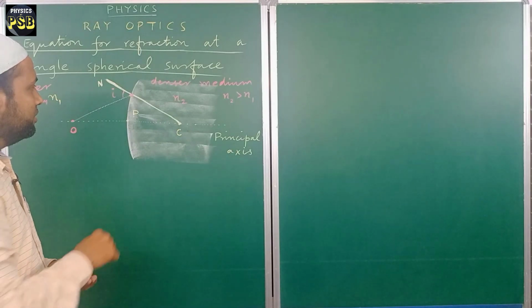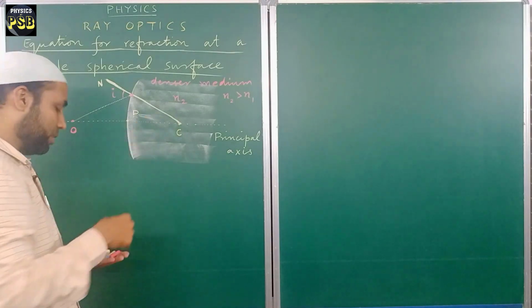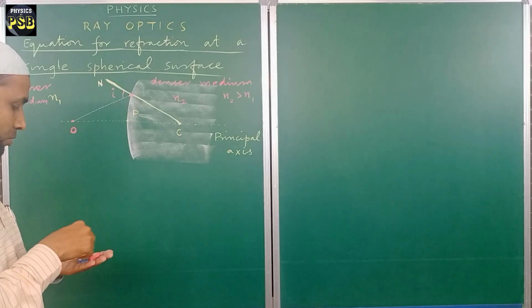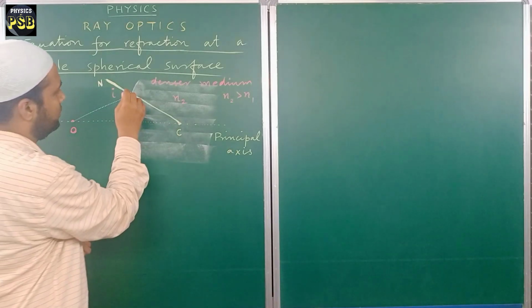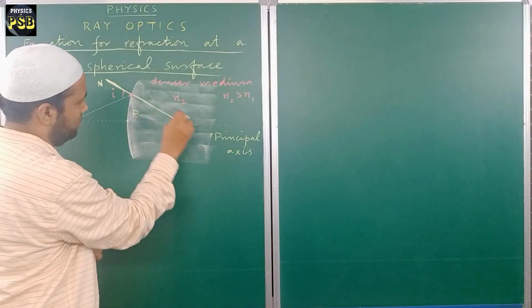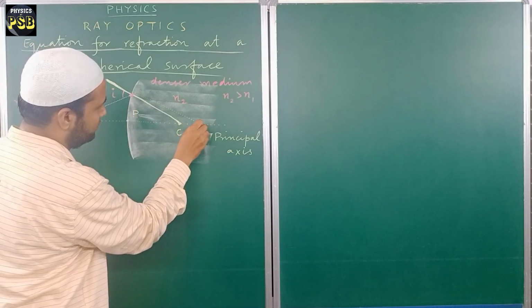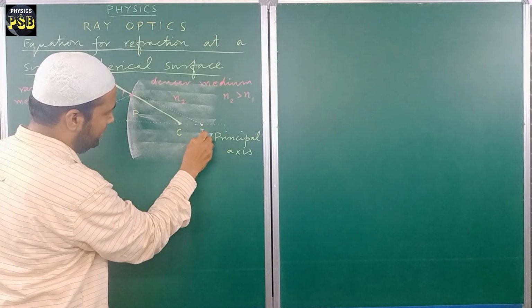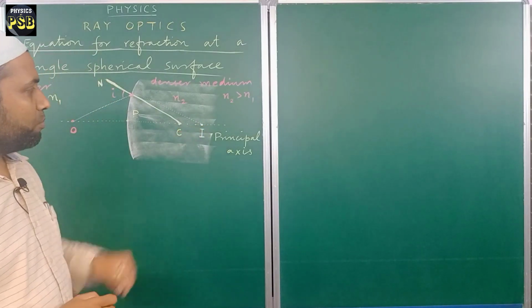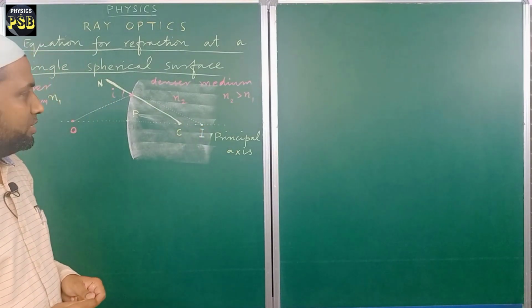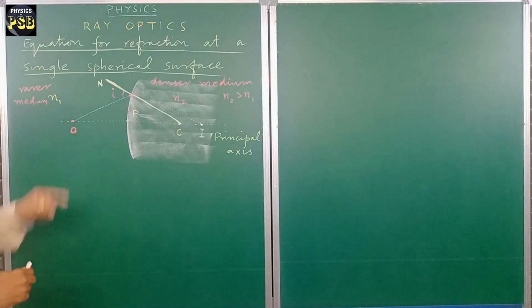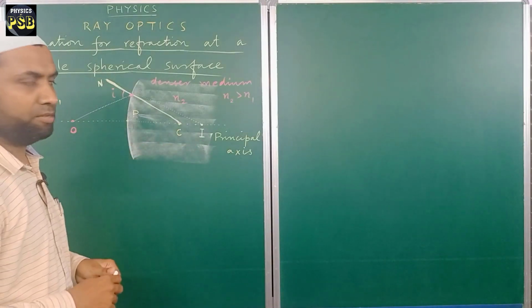We know very well, whenever light travels from a rarer medium to a denser medium, it deviates from its path, and here the deviation is towards the normal. Fine, and it is incident at this point. I name this point I. Now at this particular point, it forms the image. The image of the object is formed at point I.